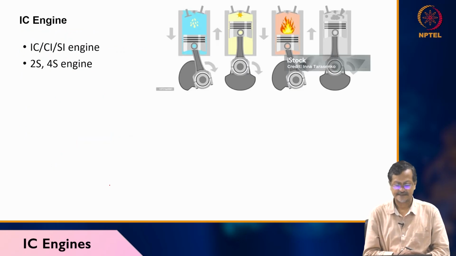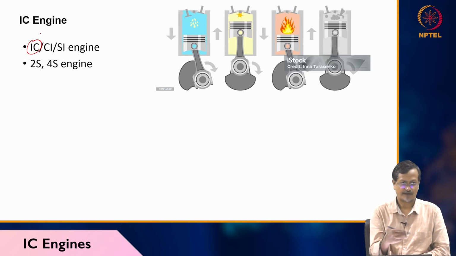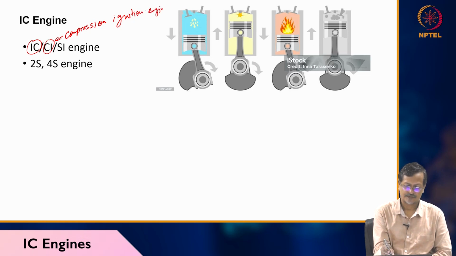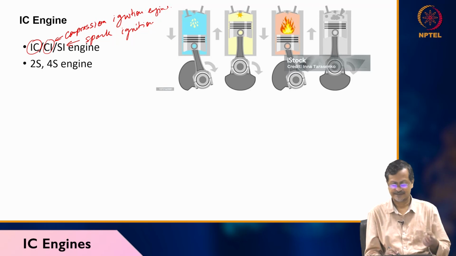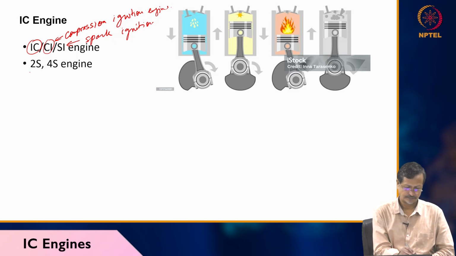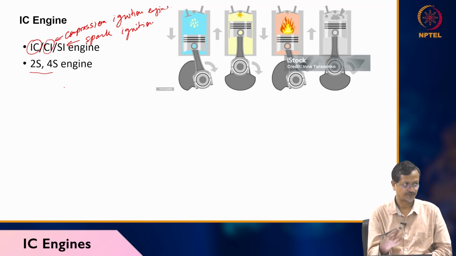Whenever you are talking about IC engine, there are several terms you should remember. IC engine means internal combustion engine. Another term is CI, compression ignition engine. SI means spark ignition. Normally your bikes and cars have spark ignition engines. There will be 2-stroke and 4-stroke engines also. We will discuss later what is 2-stroke and what is 4-stroke.